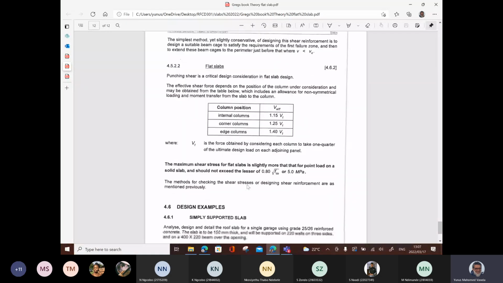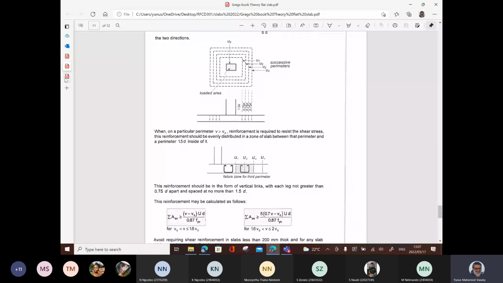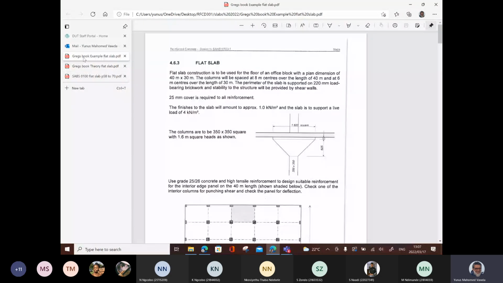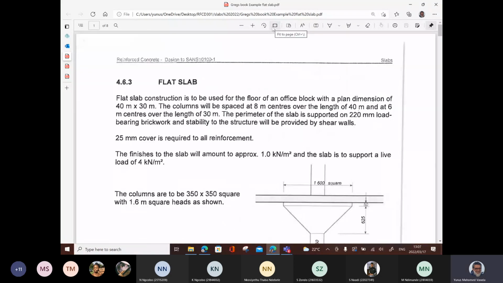Right, we're going to look at this now in terms of an example. So let's go to the example. I'm going to use the example from Greg's book. We'll start with that first, flat slab. Here we have flat slab construction to be used for the floor of an office block with planned dimensions of 40 by 30.